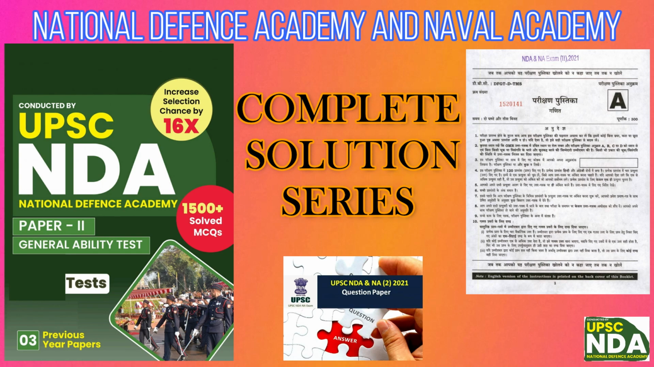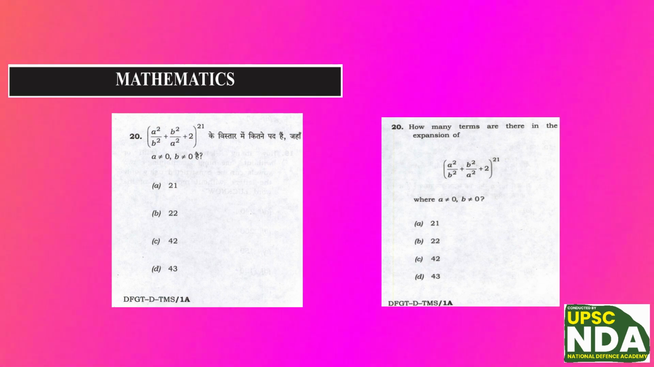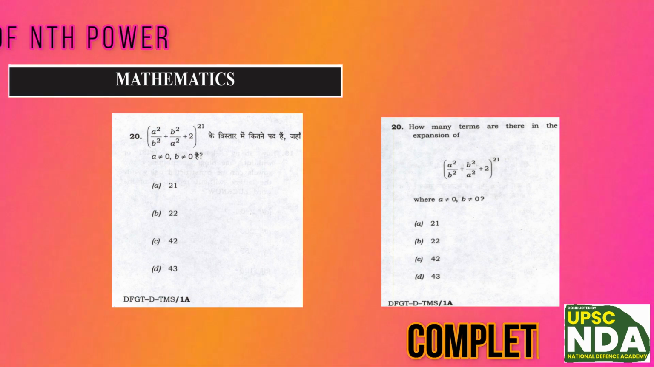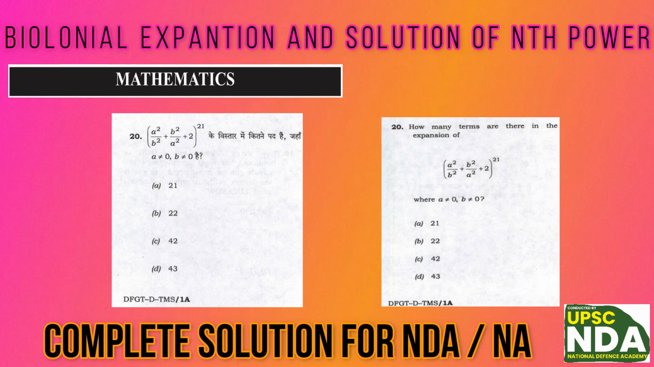We'll go through understanding of the question first, and then we'll move on to the detailed understanding of the solution. In our question, we are given: how many terms are there in the expansion of a polynomial expression in the form of a and b. It is (a square upon b square plus b square upon a square plus 2) to the power 21.